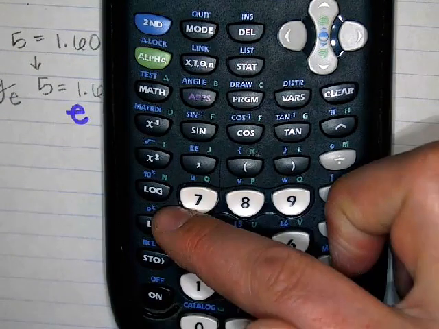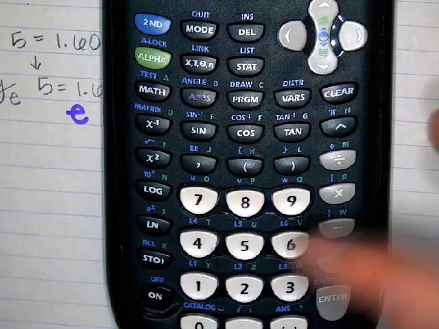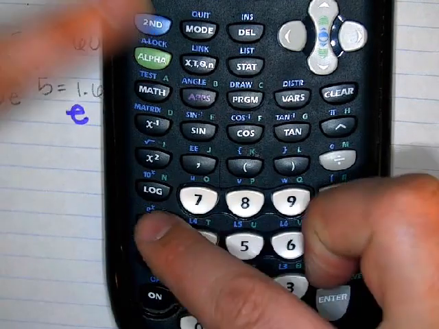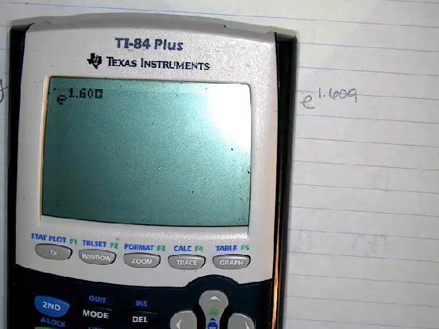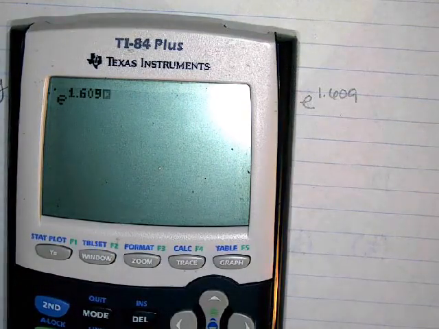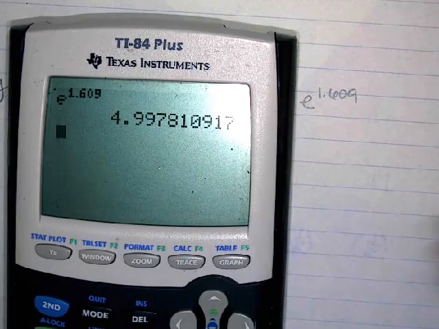So if we hit second ln, we can try E to the 1.609. I rounded, so this is going to be very similar to 5, but not quite 5. It's 4.999, or 998, so pretty close to 5. Okay, we can try another one.